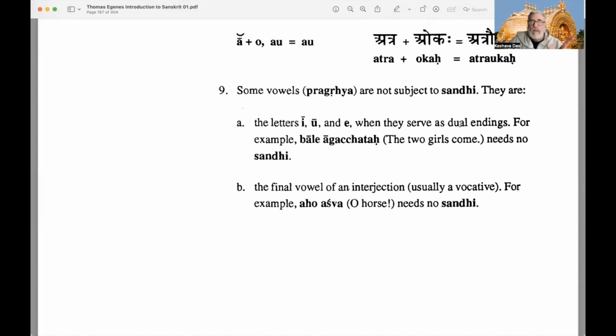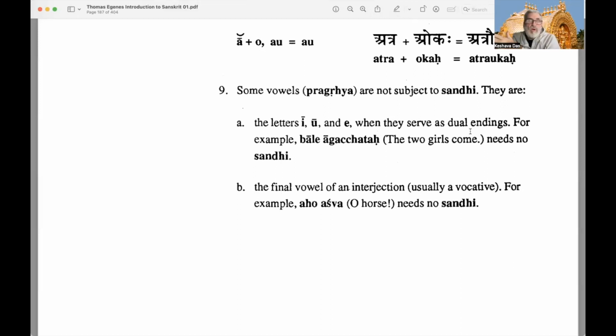Okay, so now, number 9 here, he says some vowels are called pragrihya. There's a special type of vowel called pragrihya, which are not subject to Sandhi. So now he's taught you all these rules about Sandhi, he wants to tell you what the exceptions are, because for every rule there's some sort of exception. Here are the exceptions: the letters long I, long U, or E, when they serve as dual case endings, usually for nouns. I don't know if we have some dual endings for verbs. So when it's in the dual, remember we have three numbers in Sanskrit: singular, dual, and plural.